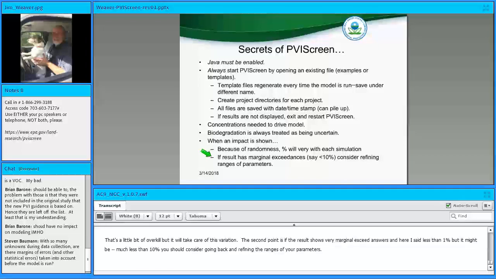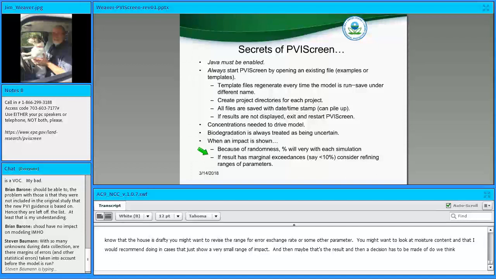So if you know that the house is drafty, you might want to revise the range for air exchange rate. Or some other parameter, like you might want to look at moisture content. And that I would recommend doing in cases that just show a very small range of impacts. And then maybe that's the result, and then a decision has to be made of, do we think this is indicating a need for further investigation, or can we go ahead and make a decision about the site?